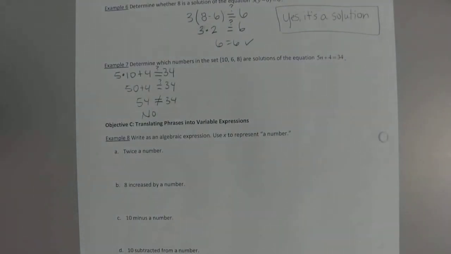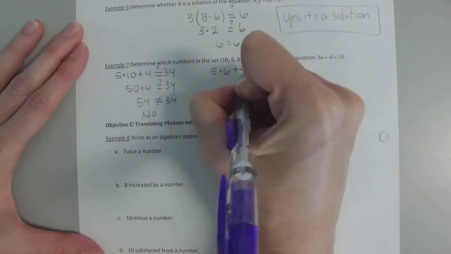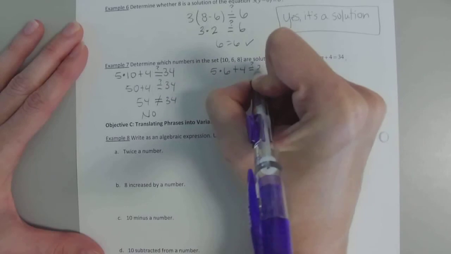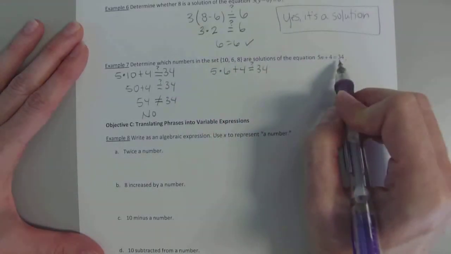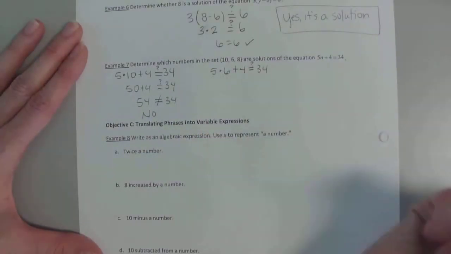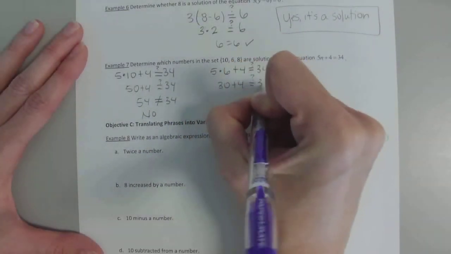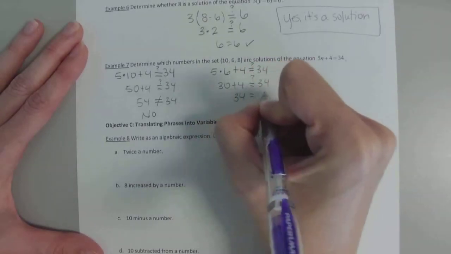Then you're going to go over to 6, all right? So we'll do 5 times 6 plus 4. Does that equal 34? Exact same equation, right? But now instead of n being 10, it's n being 6. What's 5 times 6? 30. Does 30 plus 4 equal 34, guys? Yes. Yes.